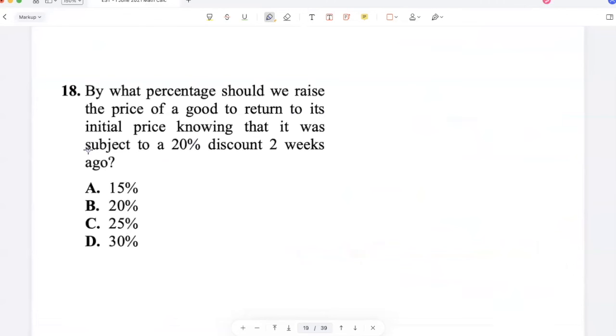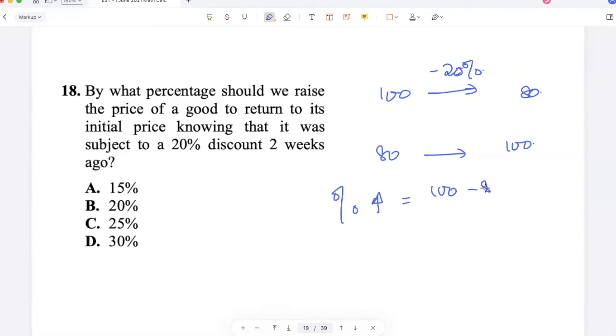By what percentage should we raise the price of a good to return to its initial price, knowing that it was subject to a 20% discount 2 weeks ago? Okay, so let's say the price of the good was 100 and it was subject to a 20% discount. So it came to 80. And now I have to raise it from 80 back to 100. So by what percentage should I raise it? The percentage increase would be (100 minus 80) by 80 times 100, final minus initial by initial. So that's 20 by 80 times 100. So that's 100 by 4, so 25%.